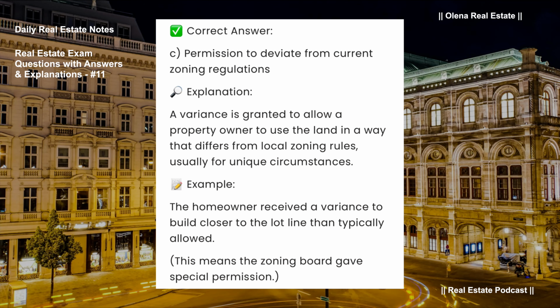Correct answer, C. Permission to deviate from current zoning regulations. A variance is granted to allow a property owner to use the land in a way that differs from local zoning rules, usually for unique circumstances. For example, the homeowner received a variance to build closer to the lot line than typically allowed. This means the zoning board gave special permission.